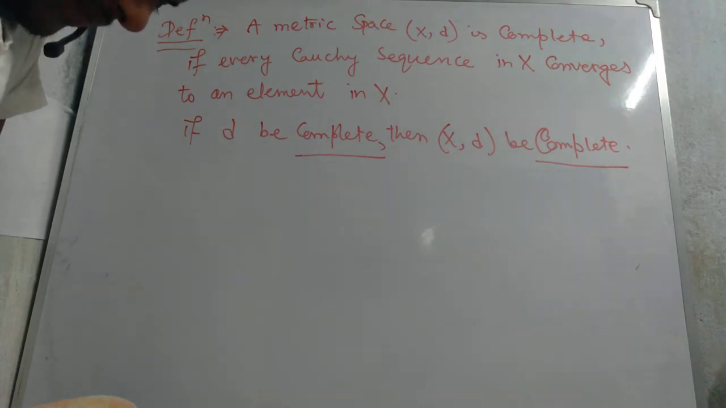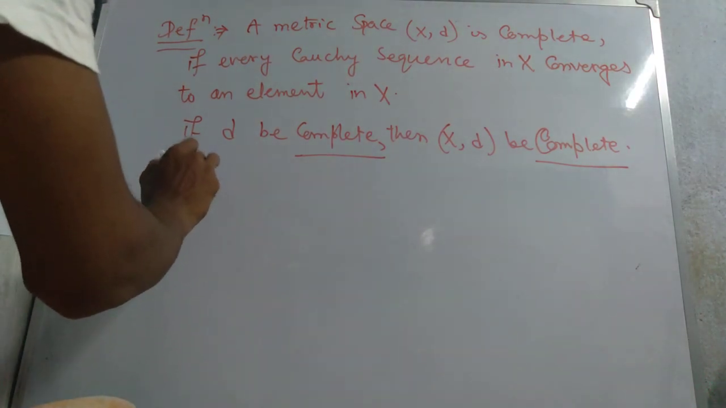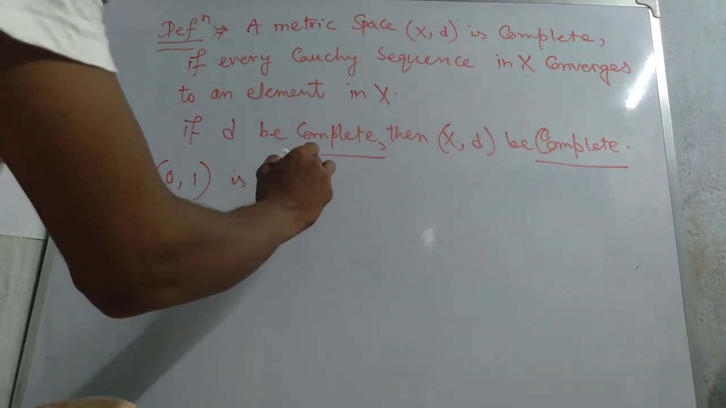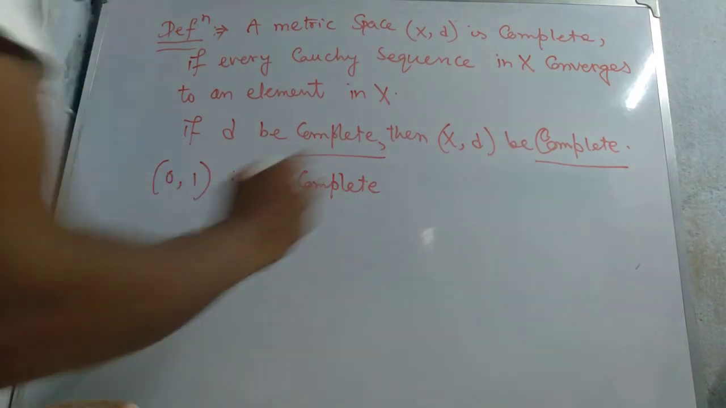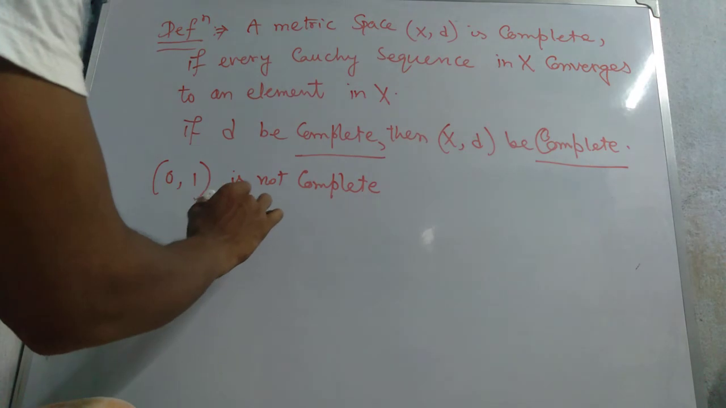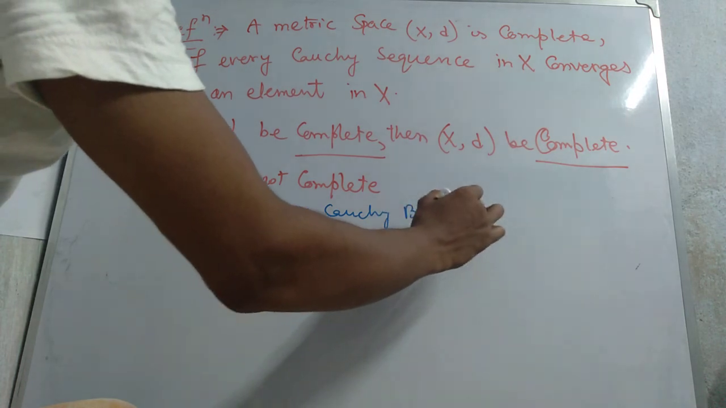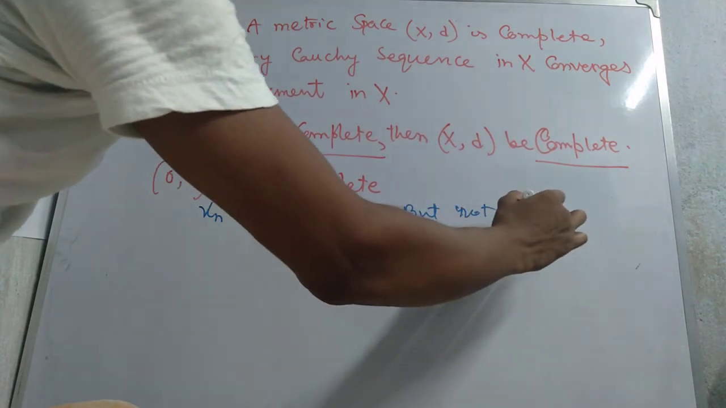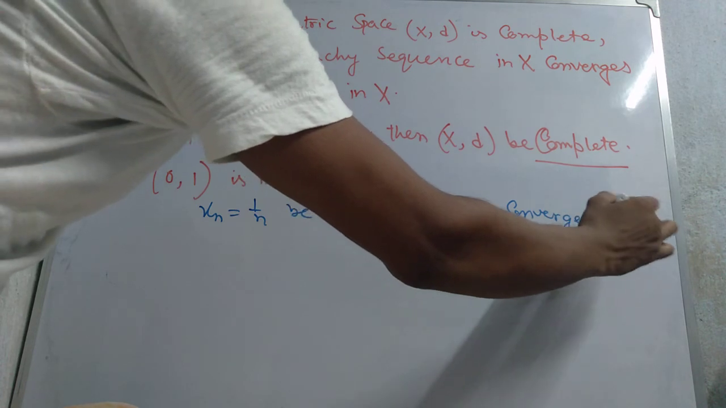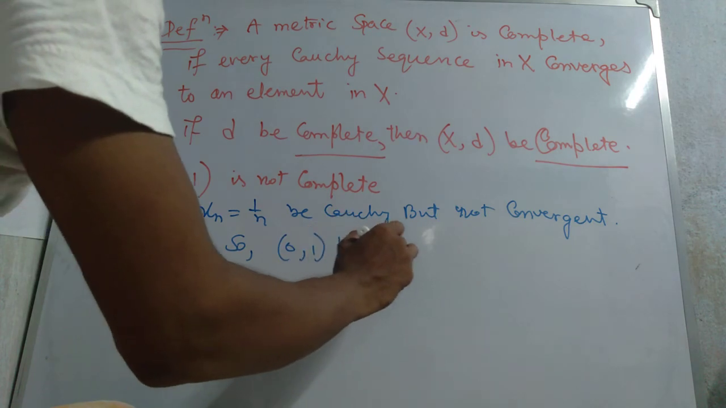Now we show that (0,1) is not complete. How is (0,1) not complete? Because we know that xn equal to 1 by n is Cauchy but not convergent in (0,1). So (0,1) is not complete.